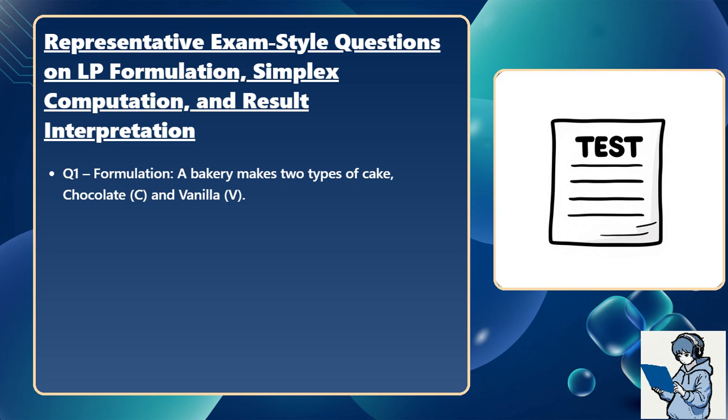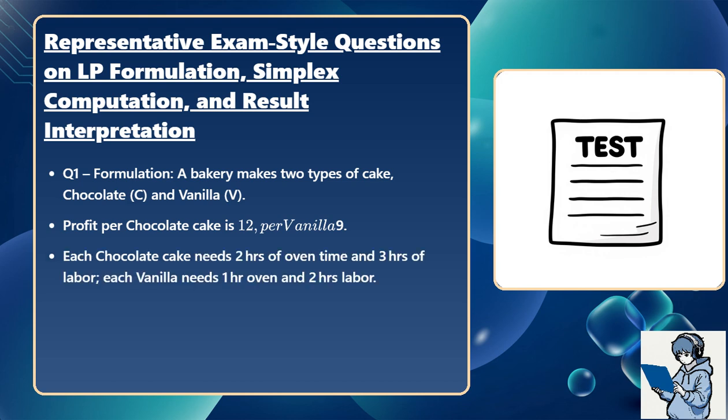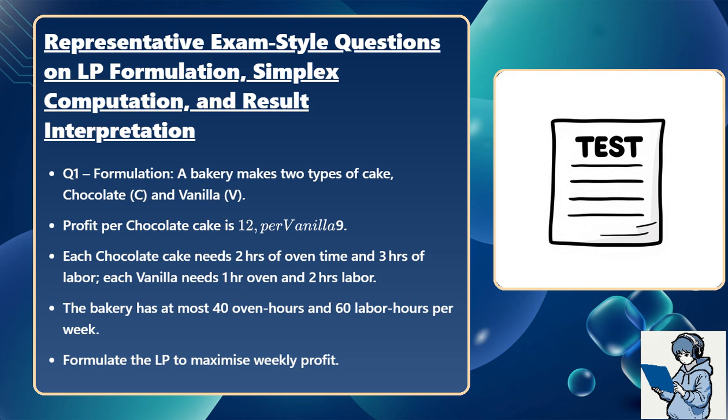Q1, formulation. A bakery makes 2 types of cake, chocolate C and vanilla V. Profit per chocolate cake is $12, per vanilla $9. Each chocolate cake needs 2 hours of oven time and 3 hours of labor. Each vanilla needs 1 hour of oven time and 2 hours of labor. The bakery has at most 40 oven hours and 60 labor hours per week. Formulate the linear program to maximize weekly profit.